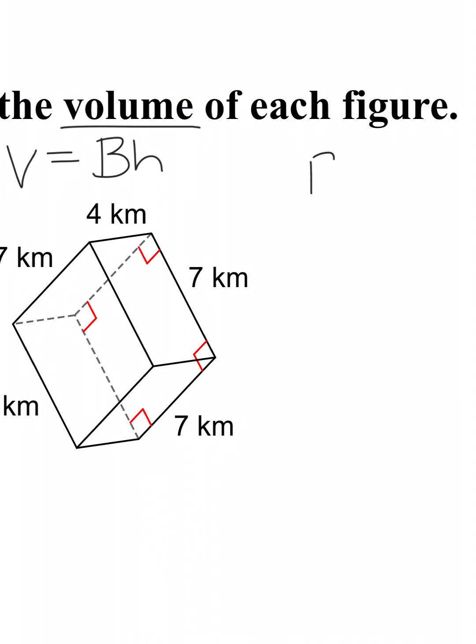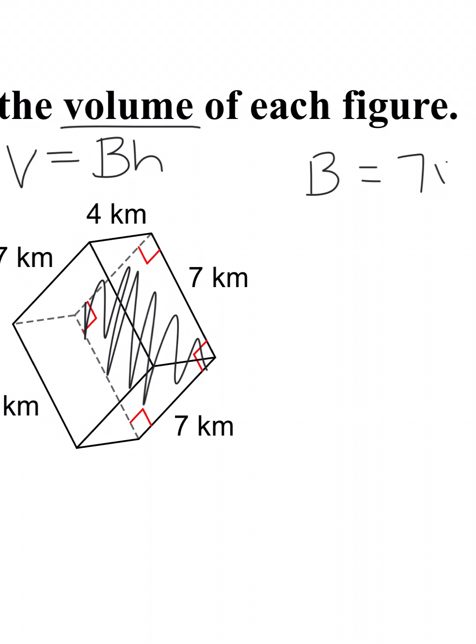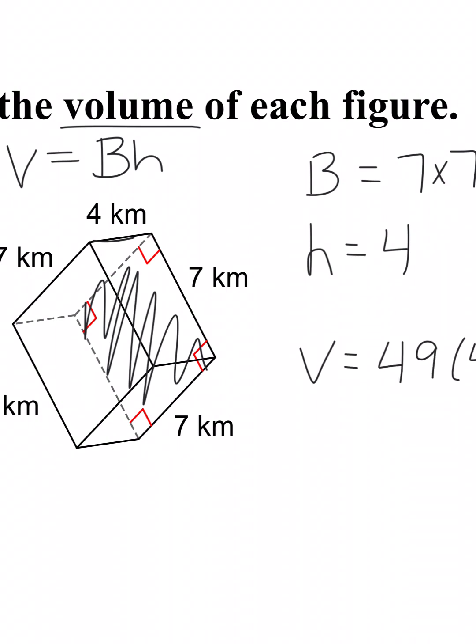Capital B, how do I find it? 7 times 7. 49. And then how do I find H? Times 4. Yep. So then what's the last thing I need to do with those? Multiply them together. 49 times 4 is 196. 196 kilometers cubed. Good.